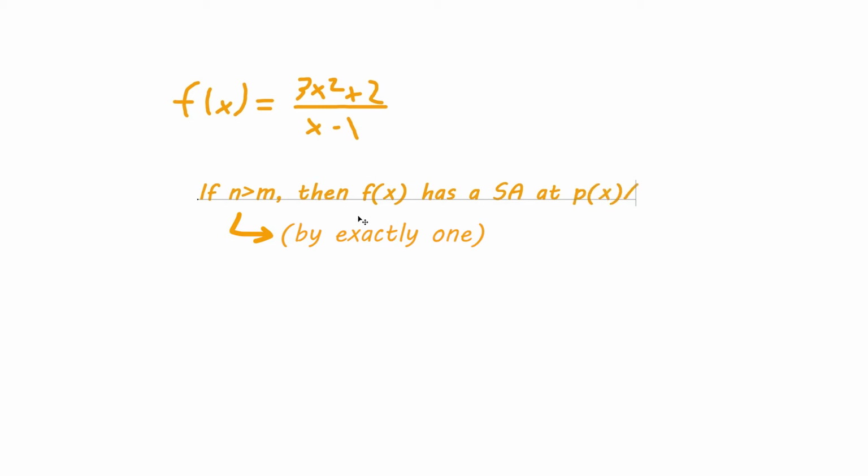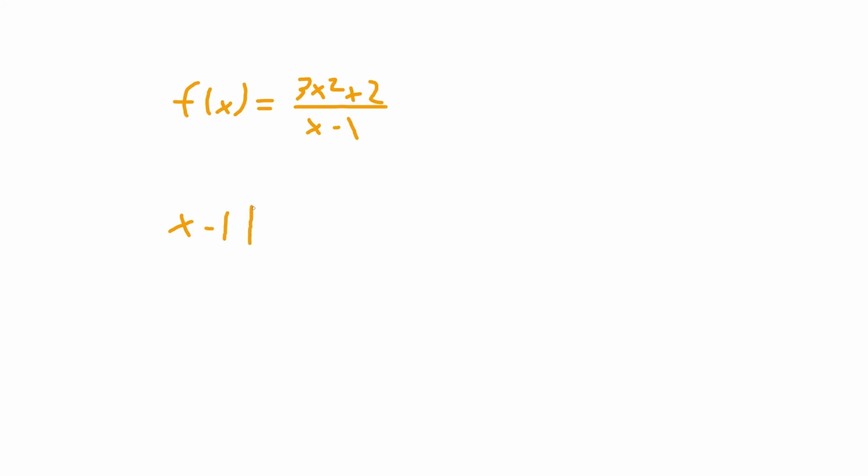You find a slant asymptote by dividing the top by the bottom. Your quotient will be your slant asymptote. It's important to note that if you end up with a remainder, the remainder will not be a part of your slant asymptote, just the quotient. So let's go ahead and divide 3x squared plus 2 by x minus 1.